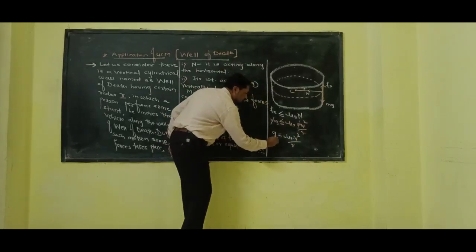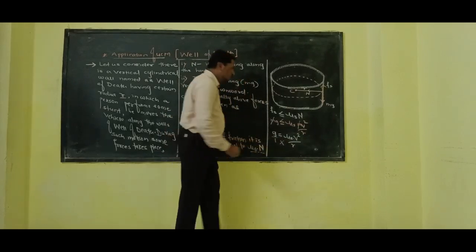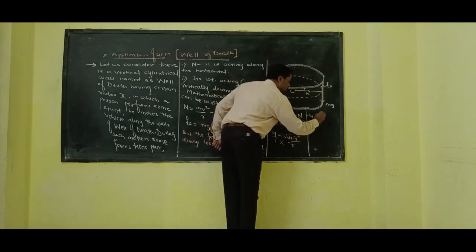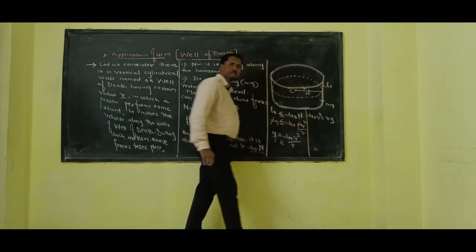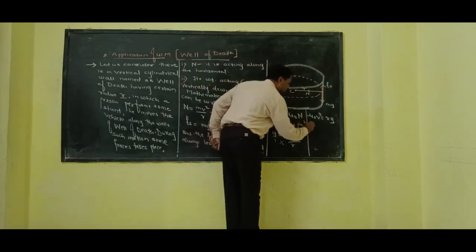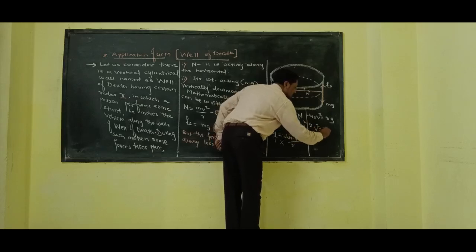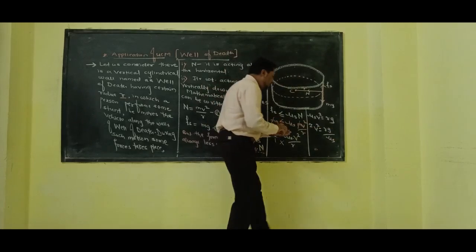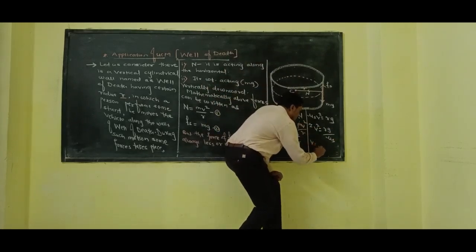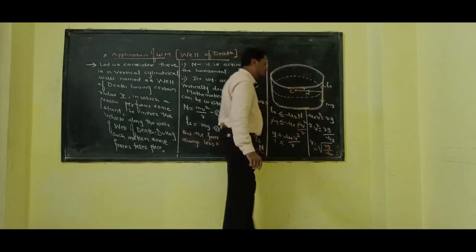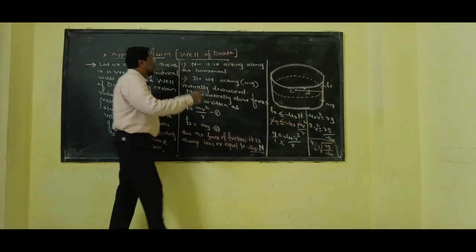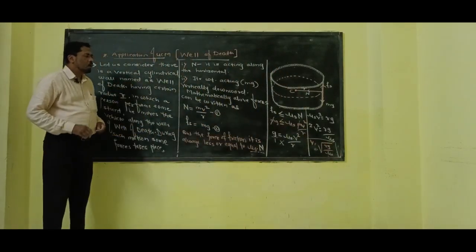Taking cross product, we can write mu s v square is equal to rg, or v square is equal to rg upon mu s, or finally v is equal to under root rg upon mu s. That's all. This is the required formula for well of death.